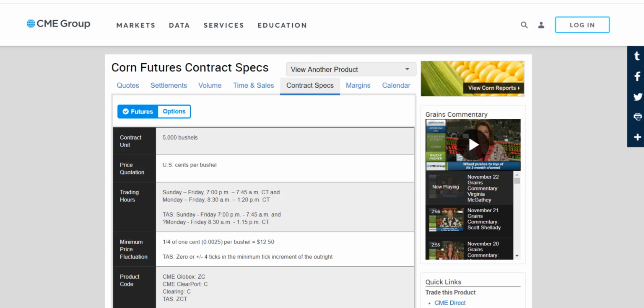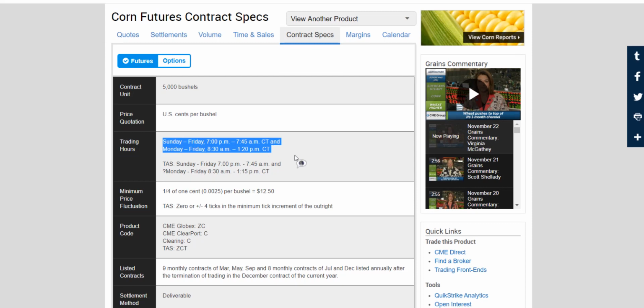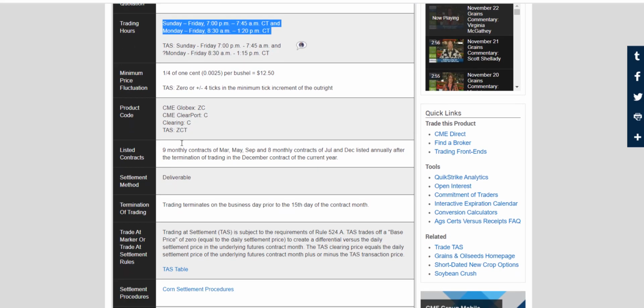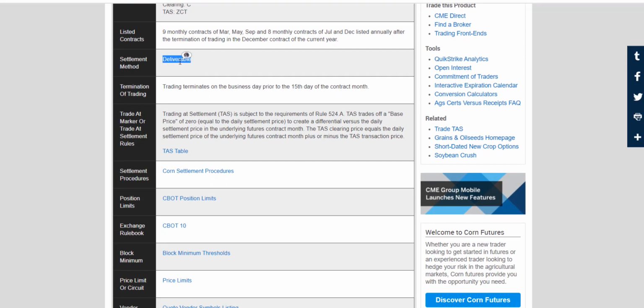If we want to know more information on each contract, we can go directly to the CME Group. Here we have the specifications of corn futures contracts listed on the CME Group. Again, 5,000 bushels per contract unit, cents per bushel. And here are the trading hours specifically for corn. Corn trades from 7 p.m. starting on Sunday all the way up to 7 a.m. on Friday. We know the minimum price fluctuation. We know the settlement method, so corn is going to have to be physically delivered.